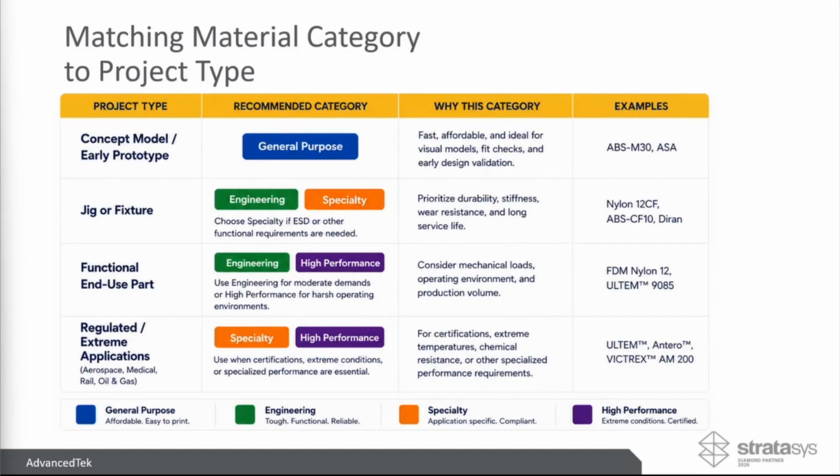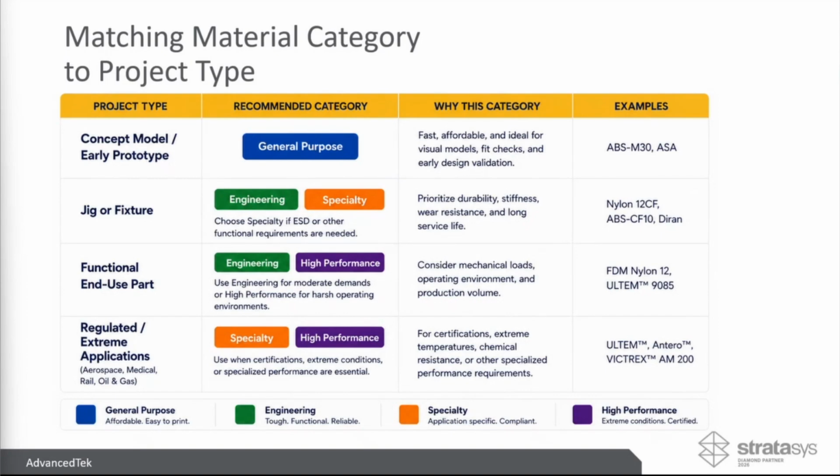For functional end use parts, you're probably going to want to go with your engineering or high performance materials, for moderate demands or harsh operating environments, where you have to consider mechanical loads, operating environment, and production volume. Materials like that would be your Nylon 12s, your Ultem 9085s.